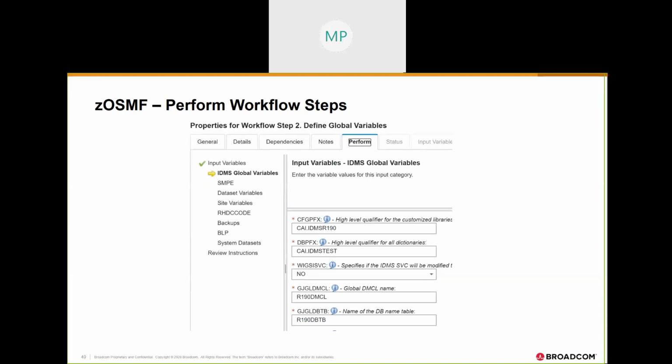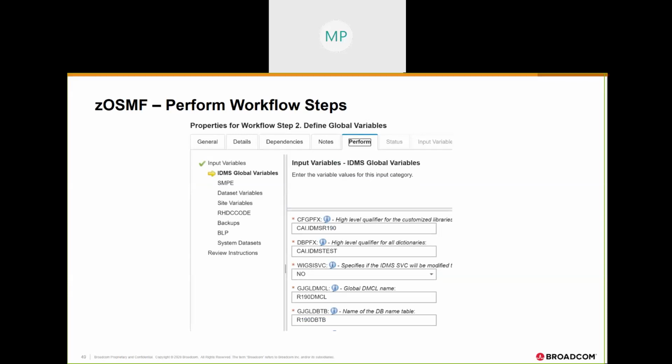So at this point, the next available step is the Define Global Variable step. The main purpose of this is to define variable values that are used as part of other variables in later steps. For example, the configuration prefix and database prefix variables are used as the high-level qualifiers for many datasets that will be defined in future steps.